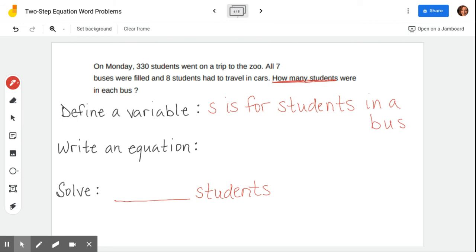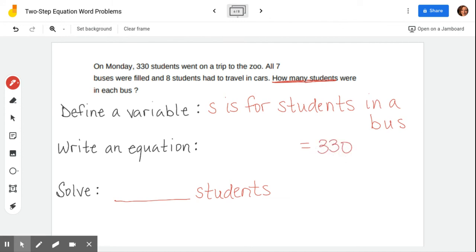Okay, so let's go back. 330 students went on a trip to the zoo. Well, that sounds like a total, right? And a total, unless you want to do a subtraction equation, which I don't feel like that makes a whole lot of sense for this one, a total is going to go after an equal sign. So I'm going to go ahead and leave some space and put equals 330.